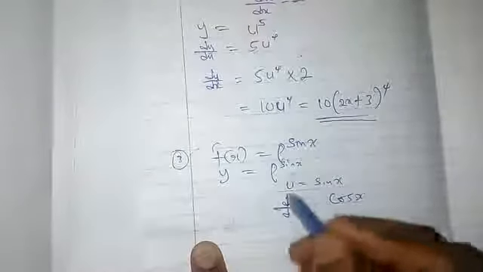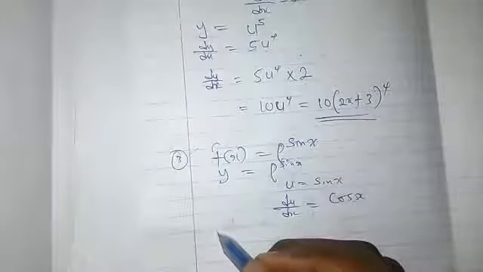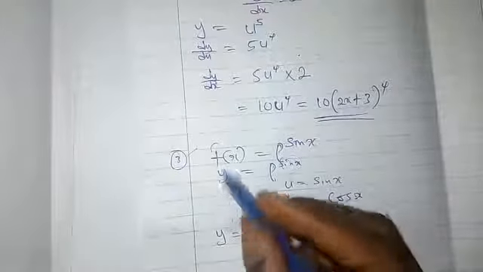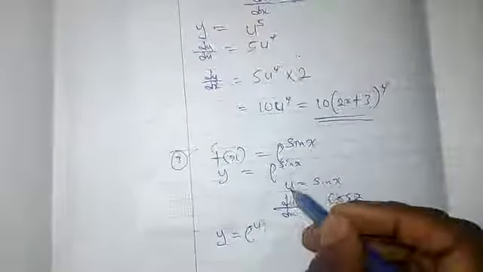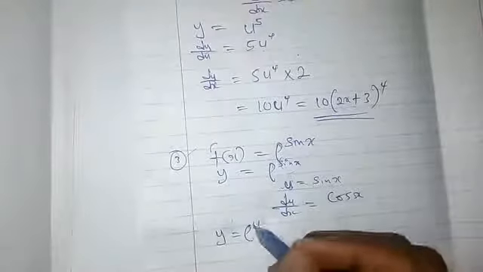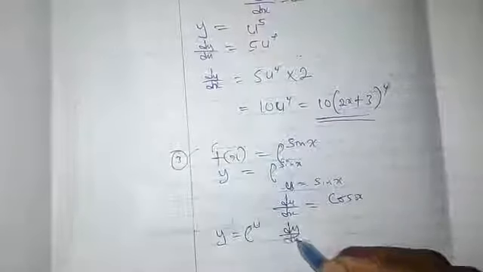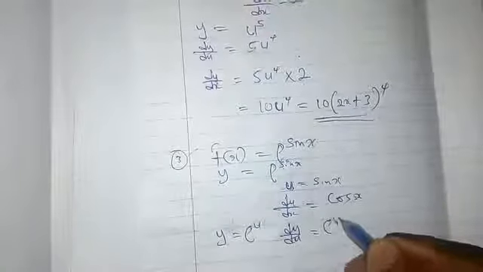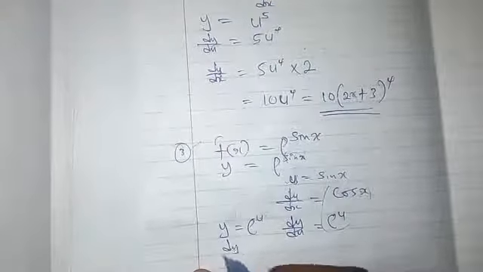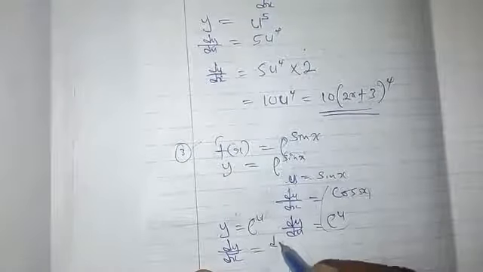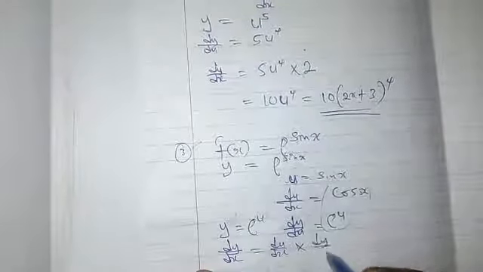Since you've made sine x to be your u, your real function y is now equal to exponential u. You now find the derivative of this with respect to u, that is dy/du, equal to exponential u again. So you multiply these together, you have your dy/dx. That means dy/dx is equal to du/dx, that is this, multiplied by dy/du.